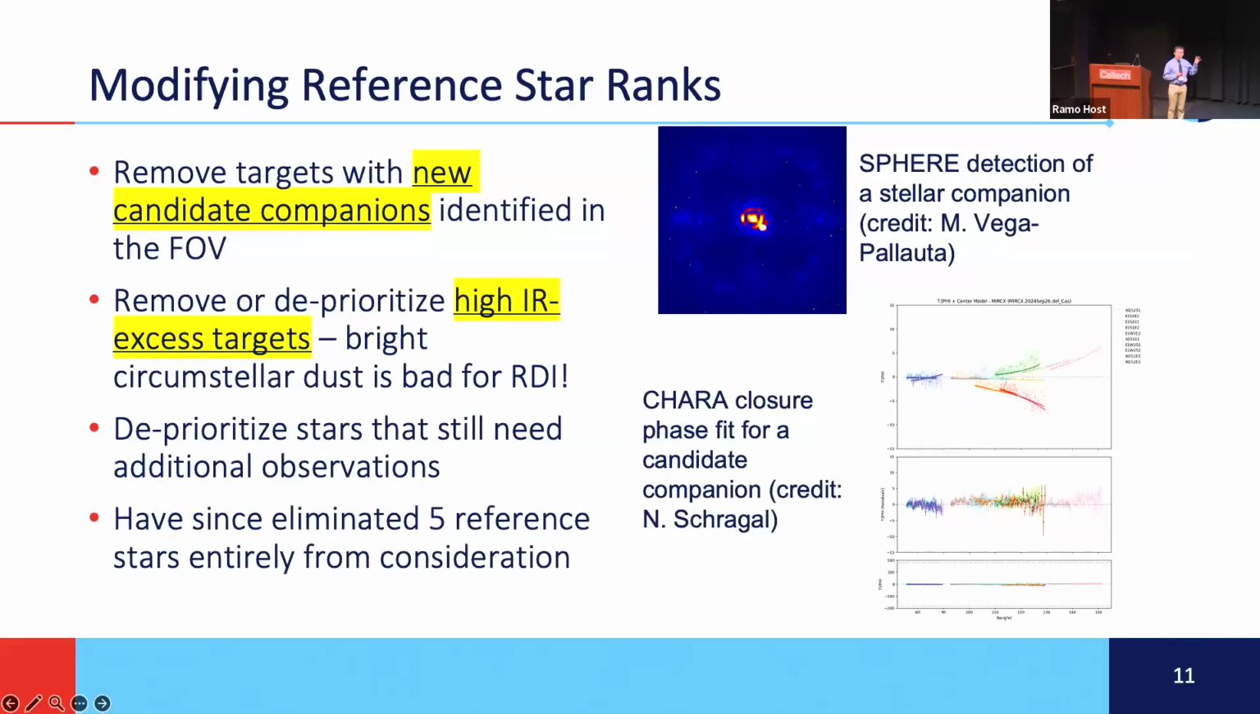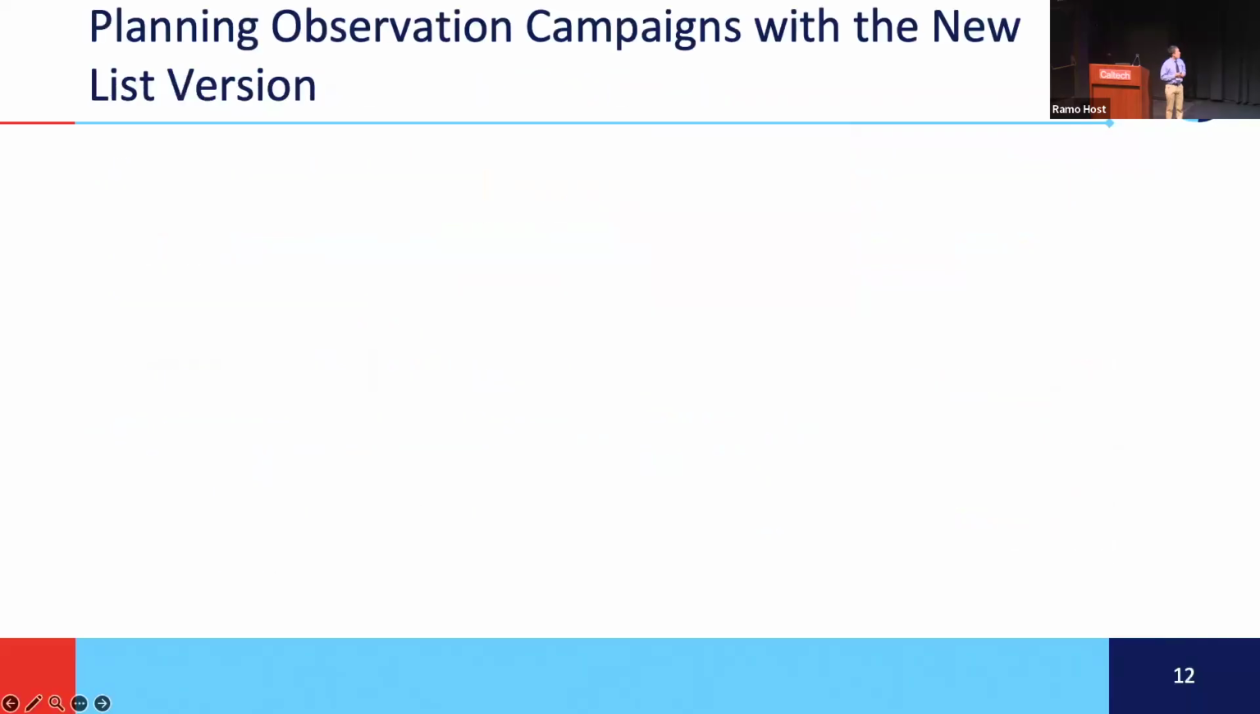Since applying all of these new rules, we've eliminated 5 reference stars entirely from consideration. But this is all still in flux. We're still taking observations, and so the total number of reference stars could still go down. Okay, so what about planning our observing campaigns? We're on track to get all of our reference star vetting done by this fall. But as Skylar alluded to, we really need to plan our observations now, pretty much, at least for our first 6 months of observations.